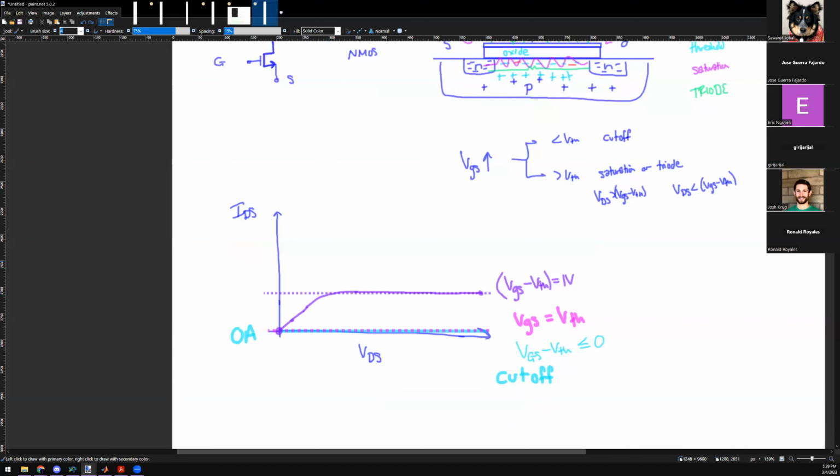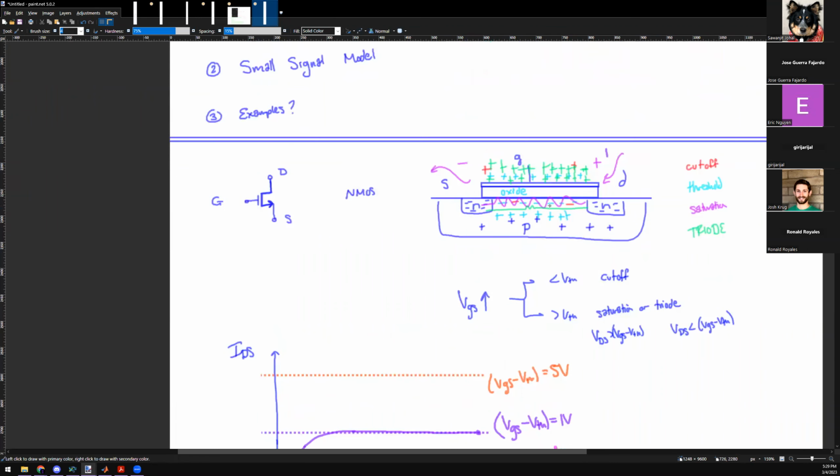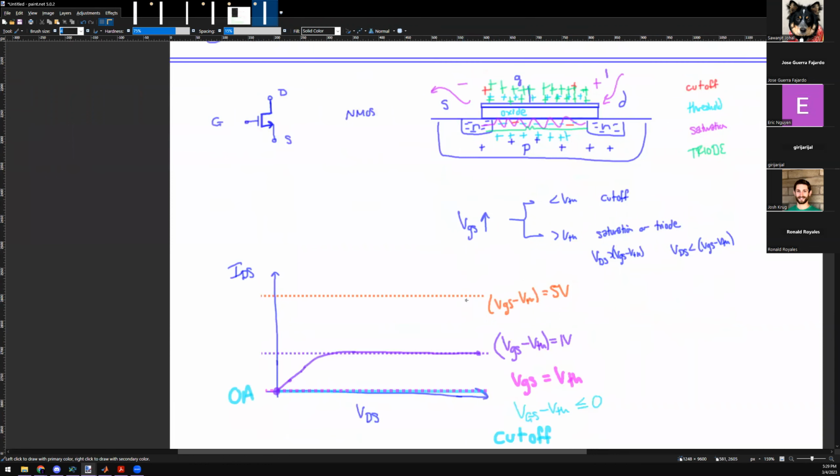Okay, let's go to the next case, where let's say we have VGS minus VTH equal to 5 volts. What do you think happens here? Now the resistance is smaller, so we can conduct more current. What happens to my saturation limit? It gets higher. Yes, it's much higher, because now I basically have a 3-lane interstate highway or something, right?